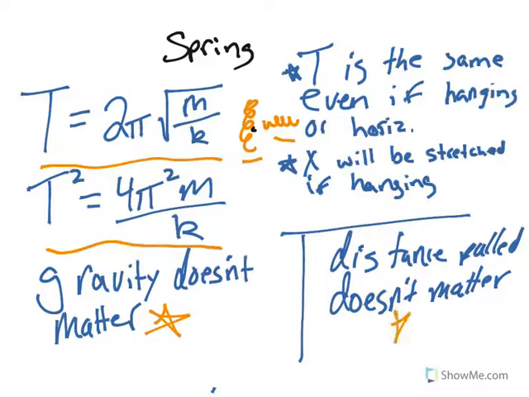And then also with springs, just like with pendulums, the distance pulled back is not important. All right. Just as a little note, for either springs or pendulums, please remember the period is equal to 1 over the frequency. So if you have the frequency, you can find the period, and if you have the period, you can find the frequency.